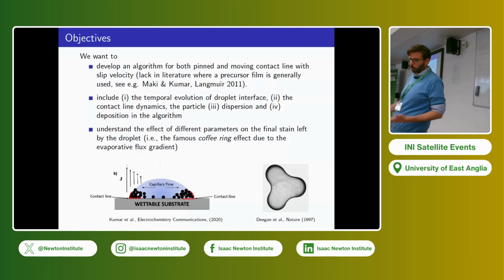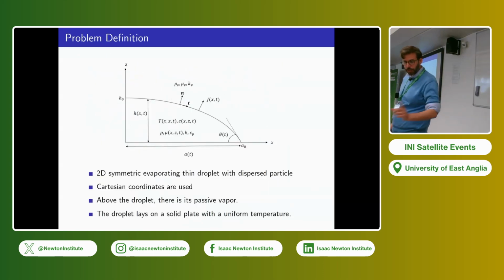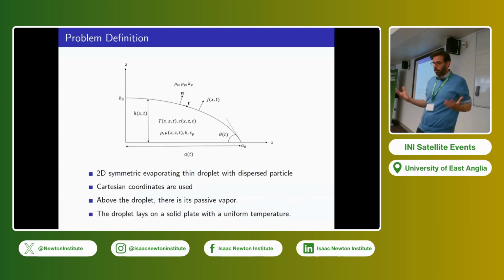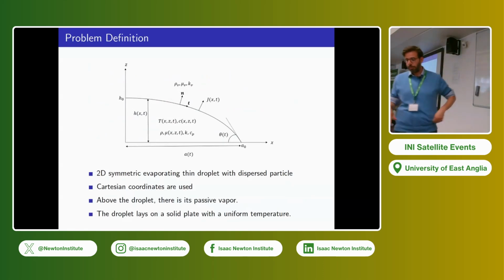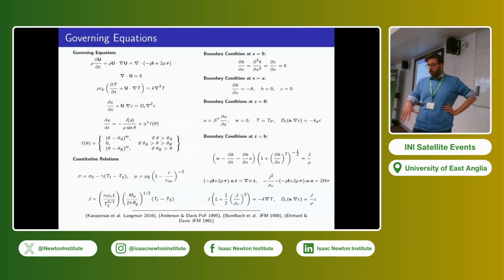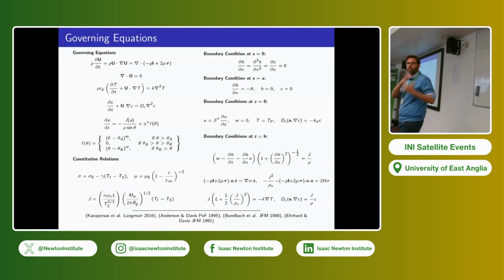The famous coffee ring effect, again Deegan et al., is always cited. Now, from a definition, quickly: 2D, Cartesian, we have a passive vapor, so the droplet, the wall, is at a uniform temperature. First of all, unfortunately, the first step was to use a transfer rate limited regime, since we talk a lot about diffusion limited. Looking a step back, obviously it's more complex, so we initially always start with something a bit simpler.